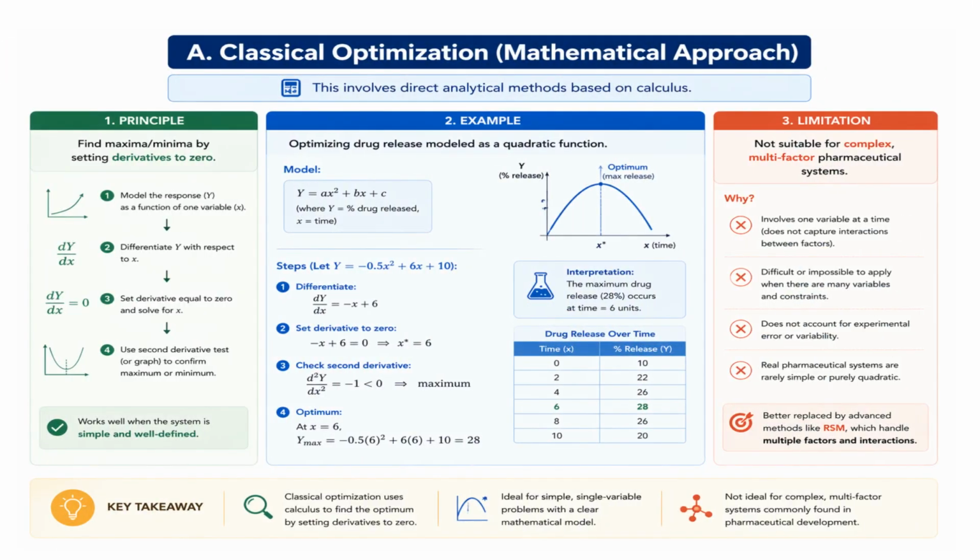Classical optimization is ideal for simple, single-variable problems with a clear mathematical model. Its principle is to find maxima or minima by setting derivatives to zero. The limitation is that it cannot handle the complexity of real pharmaceutical systems.